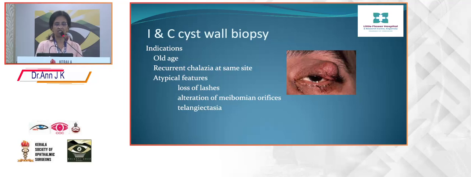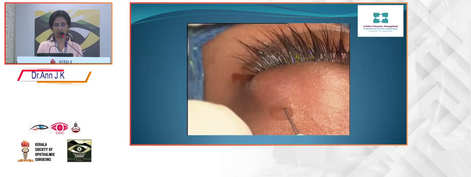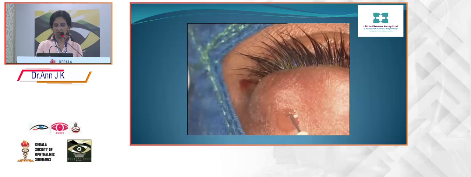Next comes INC with cyst wall biopsy. Sometimes you need to take a biopsy from the cyst wall. Indications are suspected sebaceous carcinoma in old age, recurrent chalazia at the same site, or some atypical features like loss of lashes, alteration of meibomian orifices, telangiectasia. And if you feel something is unusual, you have to take a biopsy also.